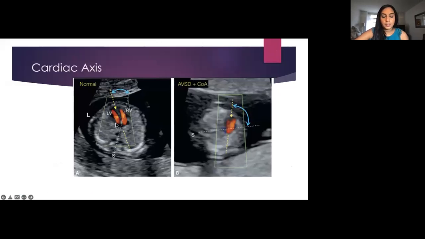So you can see that the cardiac axis in this image is normal. So it's this blue arrow. With normal heart anatomy, the axis is normal, but in fetus B, you have an atrioventricular septal defect and ventricle disproportion with aortic coarctation, and the cardiac axis is deviated with a wide angle. So you can see that this looks very different from this.